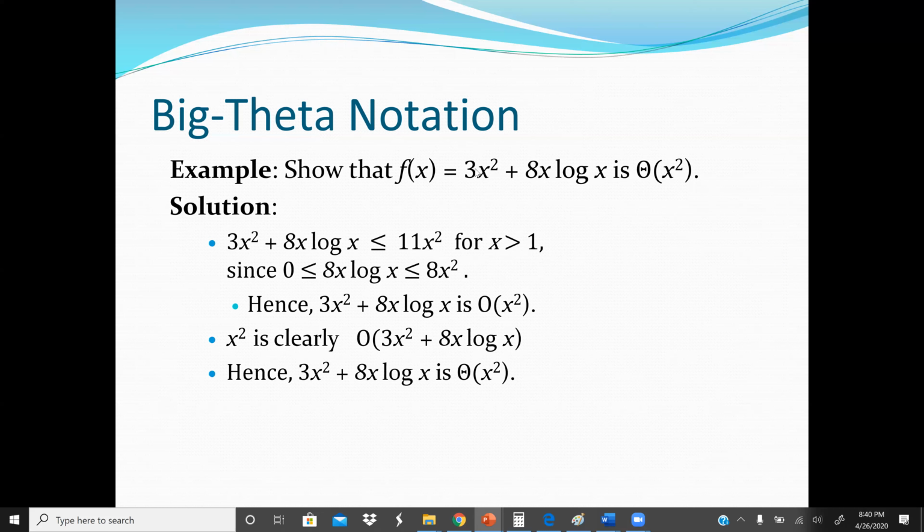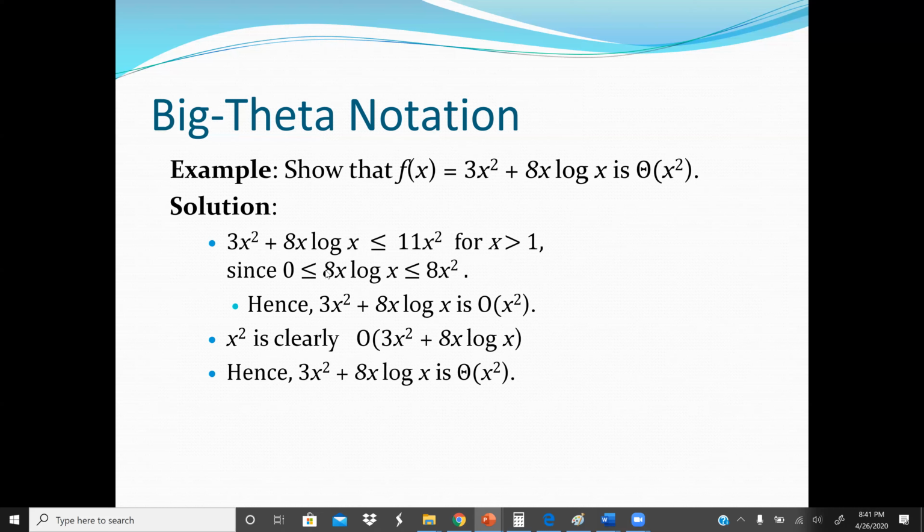And we can see that if x is 1, we get 11. 3 plus 8 log 1 is 3. So that's why we say the only way this value will be greater, 11x squared should be greater, or 3x squared plus 8x log x should be less than or equal to 11x squared if x is greater than 1. So if x is 1, we get 11. If it's 2, then we get more than 11.